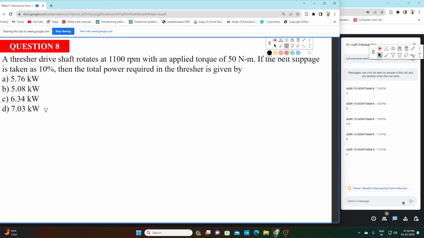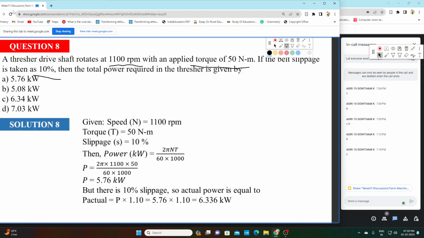A thresher drive. This is a numerical type of question. A thresher drive shaft rotates at 1100 rpm, when an applied torque is given, that is 50 Newton meter. If the belt slippage is taken 10%, the total power required in the thresher is given by, these are the 4 options. So how will we approach the question?